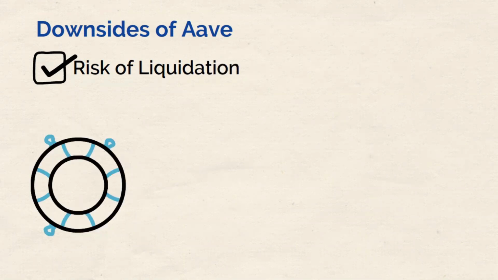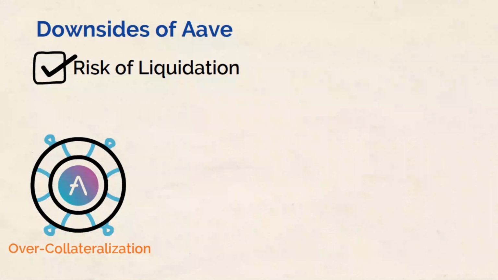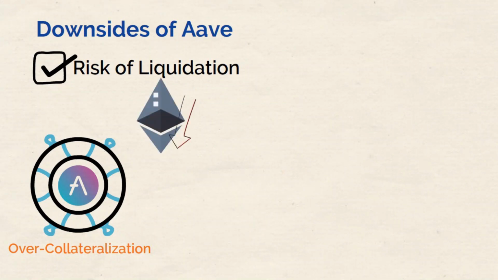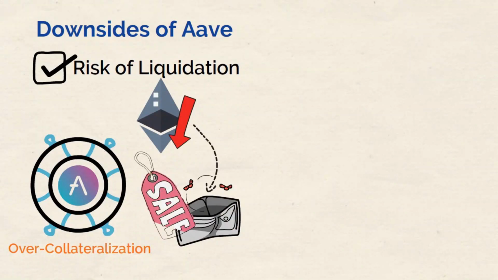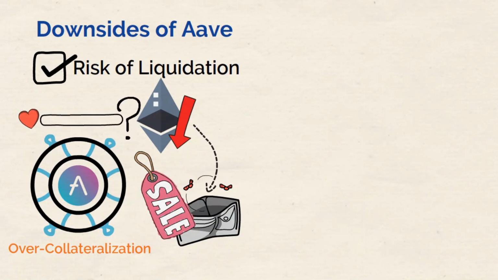The first downside is the risk of liquidation. As with any DeFi platform that uses over-collateralization, the risk of liquidation is always going to be there. If your collateral's value drops below a certain level, Aave will take no time in liquidating or selling your assets to cover any losses. Luckily, Aave has tools like the health factor for its deposits, which can help users monitor and manage this risk though.